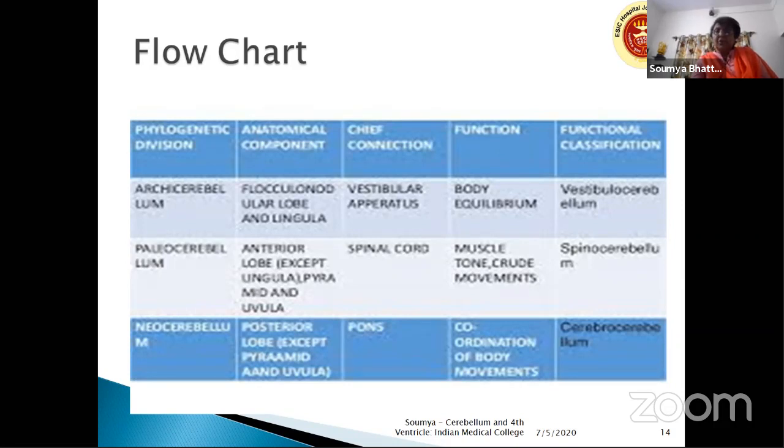You can make your own flowchart. Suppose you get a question on this, if you can answer just with this flowchart, it will be sufficient. And then you add the other two diagrams which I showed in the earlier three slides.